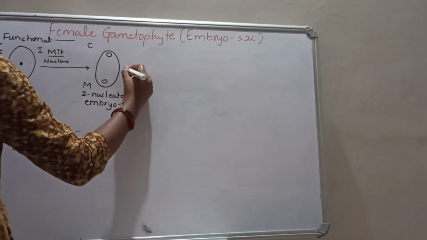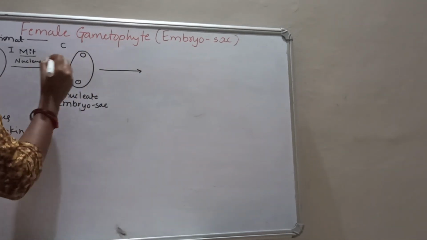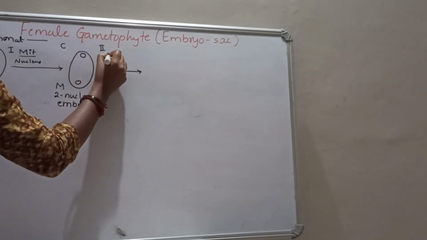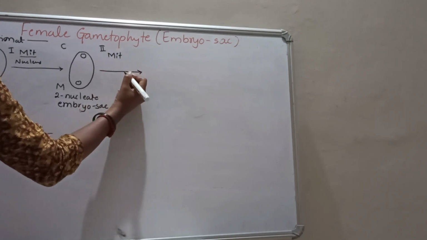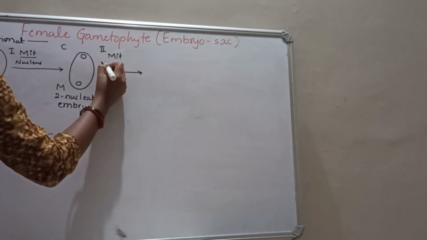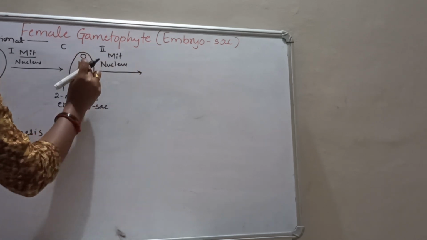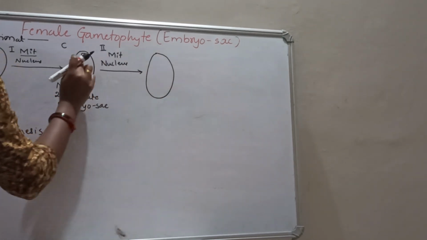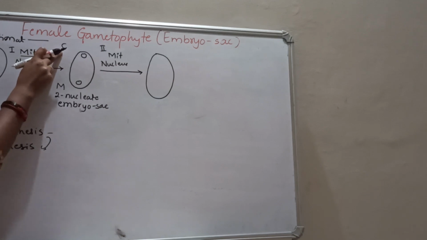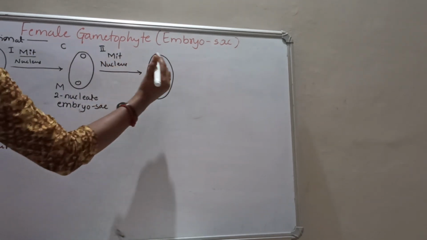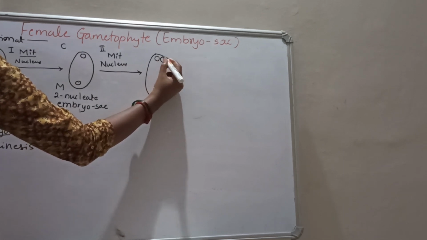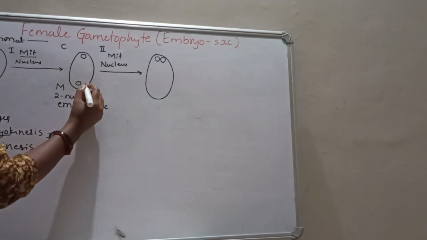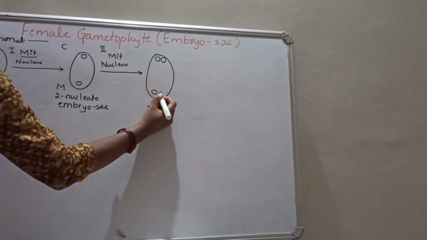After that, again a mitotic division takes place, the second mitotic division. In this also only the nuclei divide. Here is the cell. The nucleus present at the chalazal region divides mitotically and produces two nuclei. The nucleus present at the micropylar region also divides mitotically and produces two nuclei.